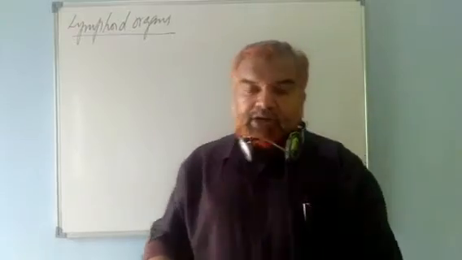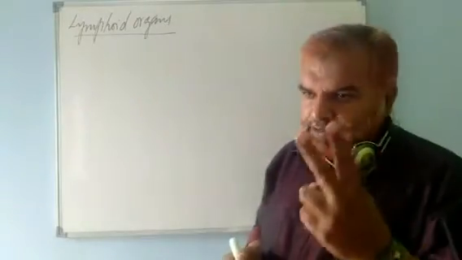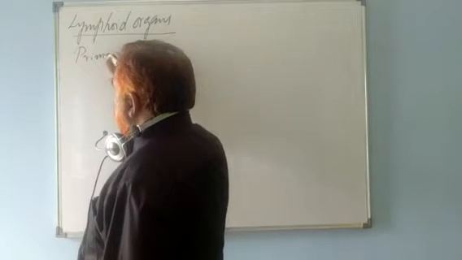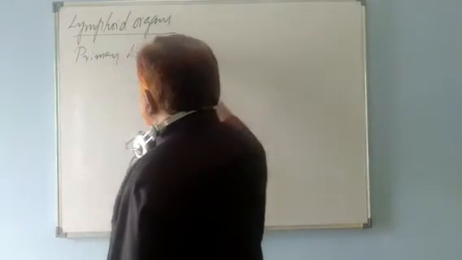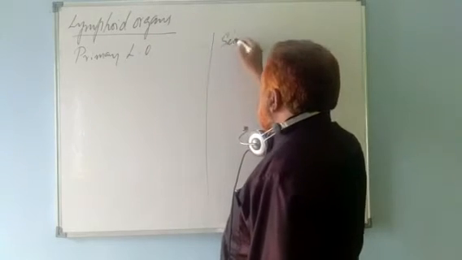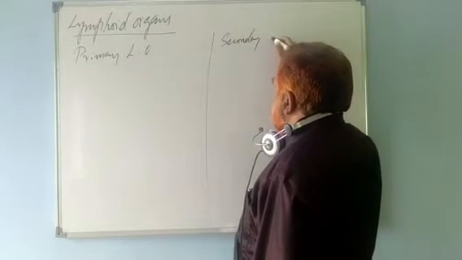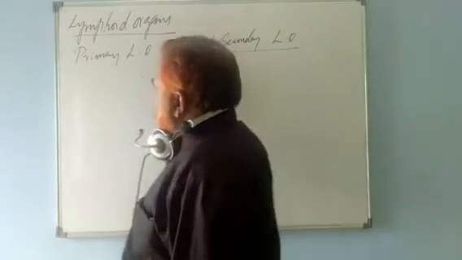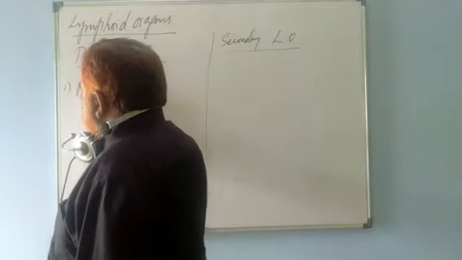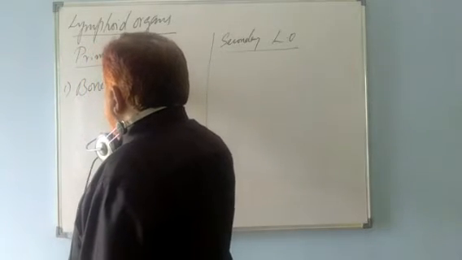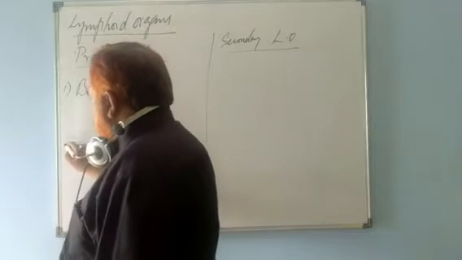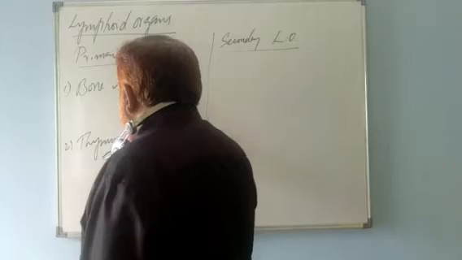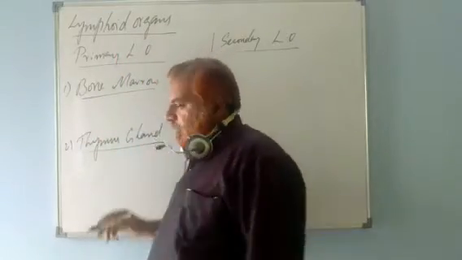So here, the immune system consists of lymphoid organs and the lymphatic system. There are two types of lymphoid organs. One is primary lymphoid organs, and the other is known as secondary lymphoid organs. In primary lymphoid organs, we come across two, which are very important, as you all know. One is bone marrow, and the other is the thymus gland.